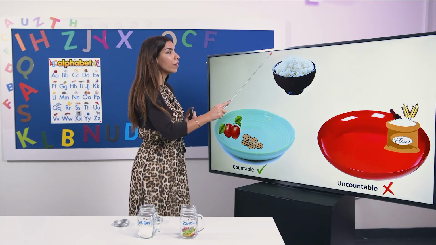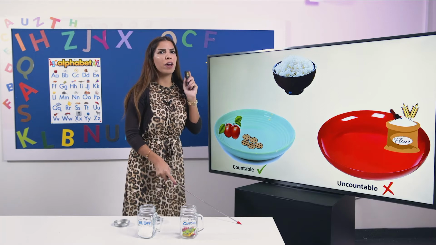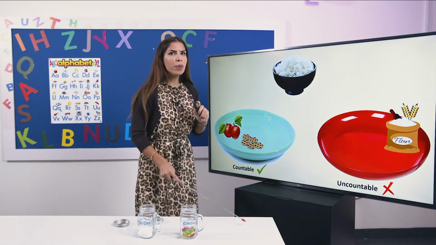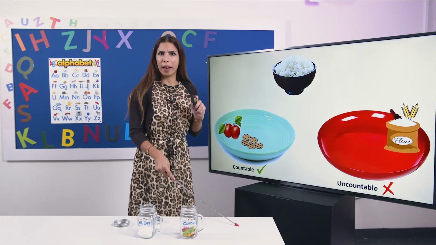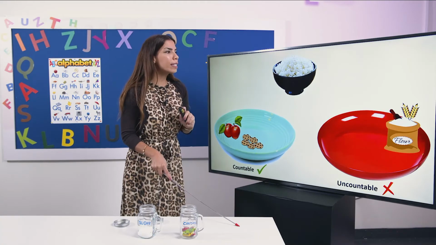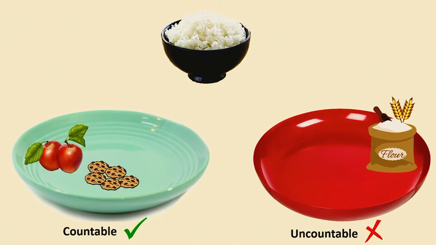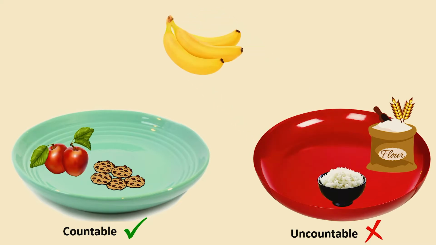Check this out. We have rice. Rice. Well, think very well. Can we count the rice? Can we say, I am eating 1 rice, 2 rice? No, of course not. Rice is uncountable. We cannot count the rice. So, it will go to the red plate. Good job.